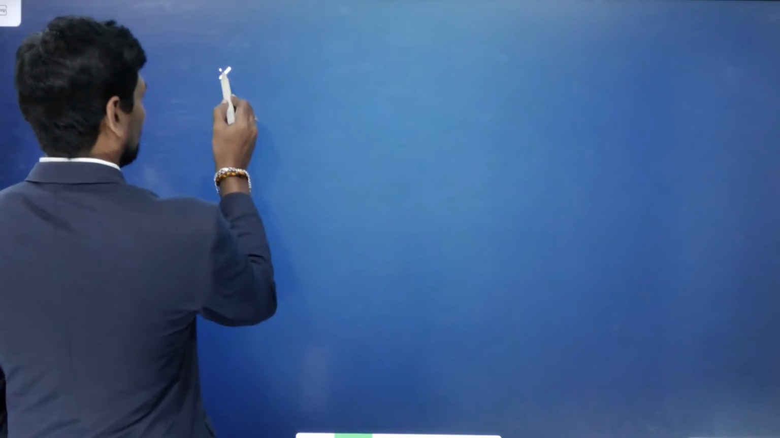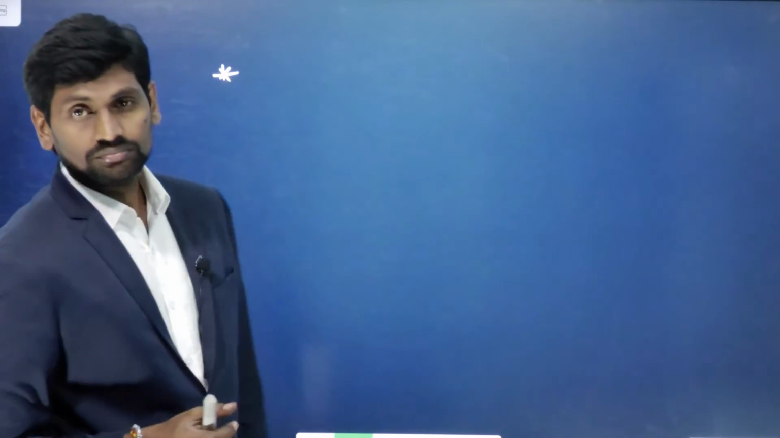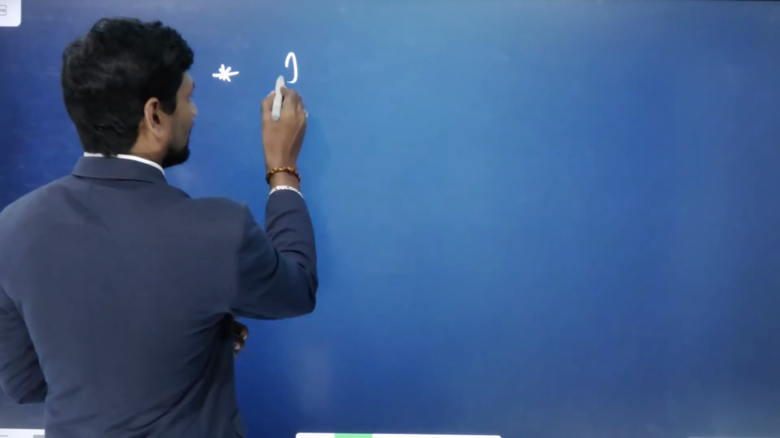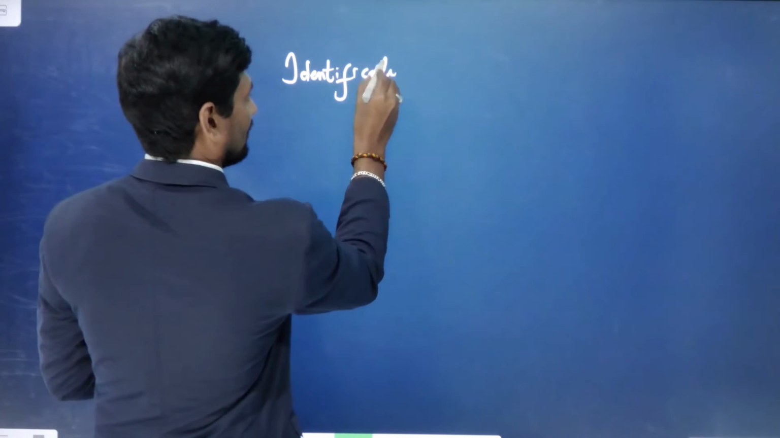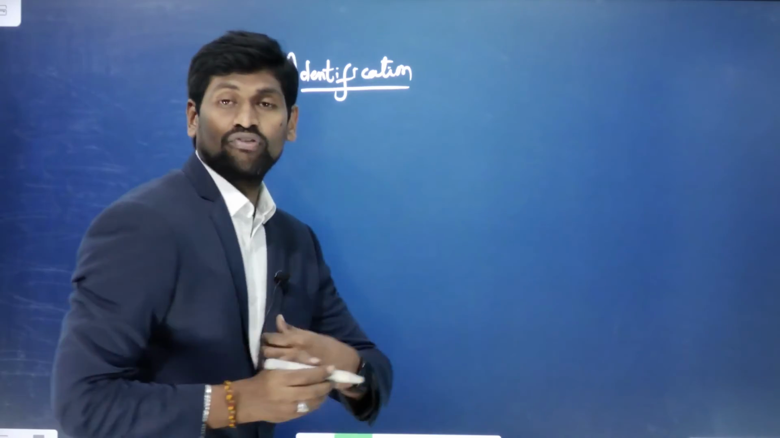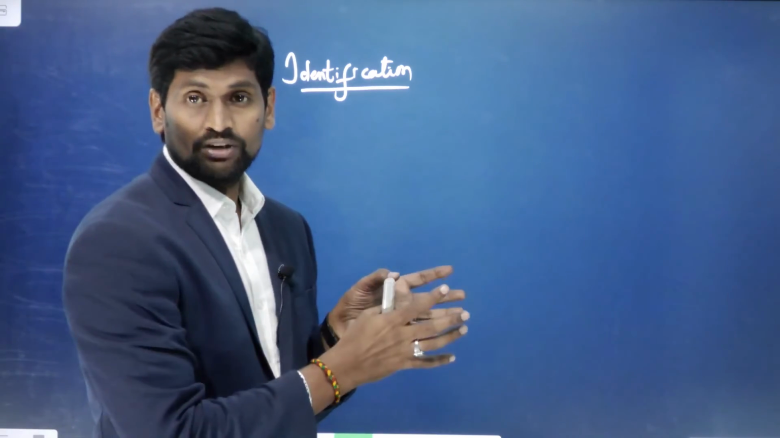Let us check the next one. In case of terminating decimals and non-terminating decimals, without doing the actual division, how can you identify whether the rational number is a terminating decimal or a non-terminating repeating decimal? What I said, identification. Identification of a rational number in its decimal form, without doing the actual division.